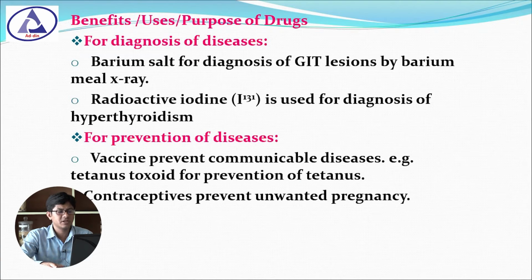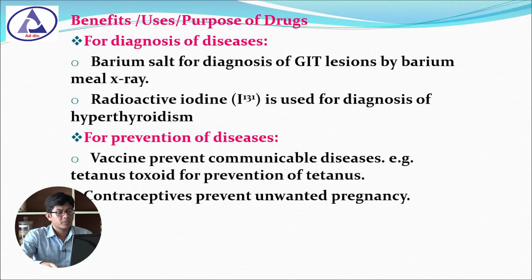Now come to the benefits or use or purpose of drug. Number one, for diagnosis of disease. Drugs are used for diagnosis of different diseases like barium salt for diagnosis of GIT lesions by barium meal X-ray. Radioactive iodine is used for diagnosis of hyperthyroidism.